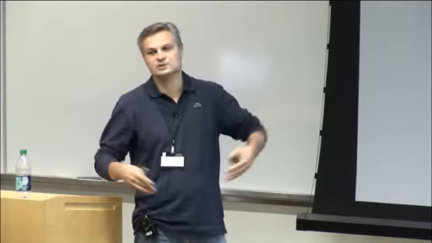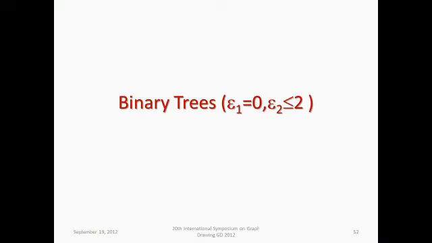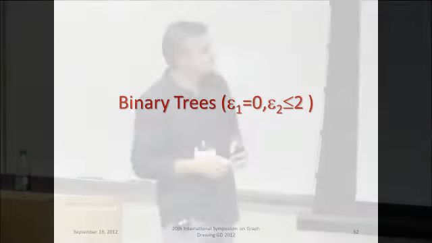Of course, we can fix this problem, but to fix it, we have to enlarge the drawing, and we get n to the 4th area. OK, let's move to the last result: binary trees, epsilon 2 smaller than 2.